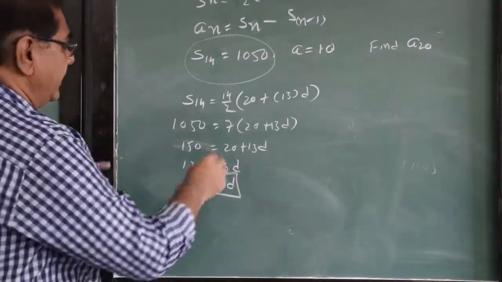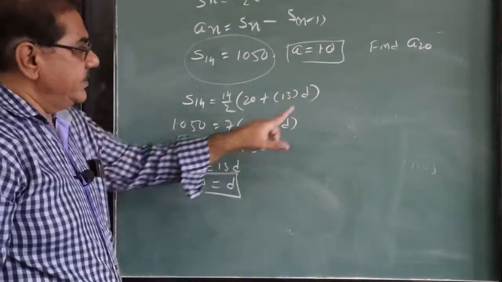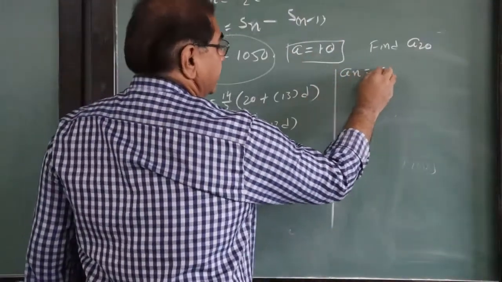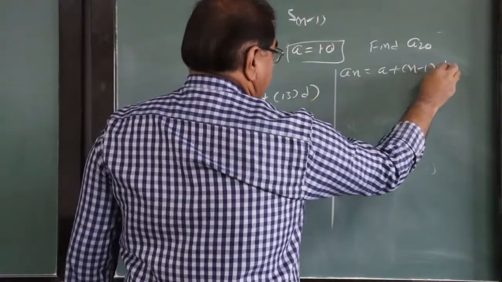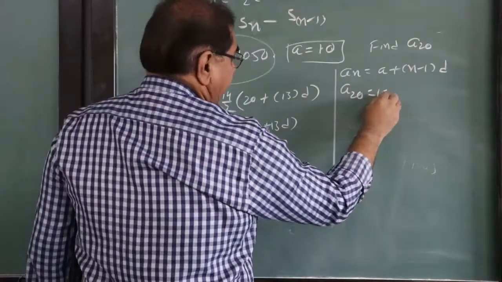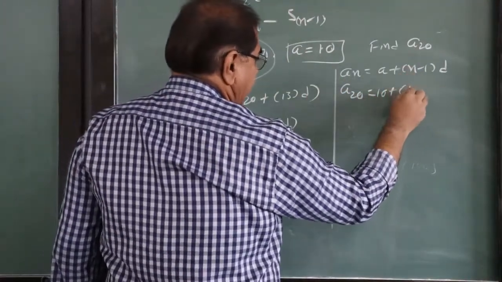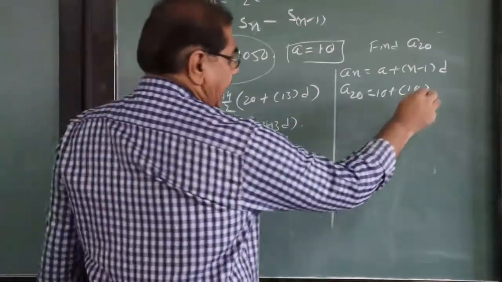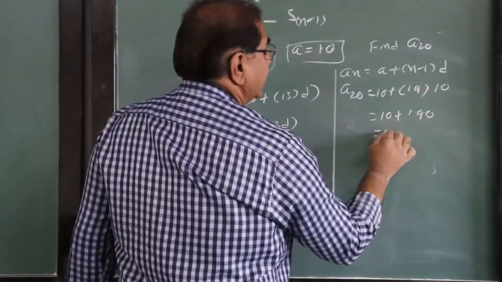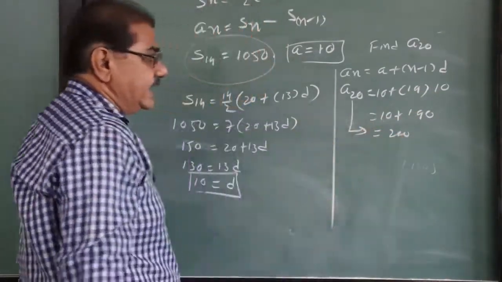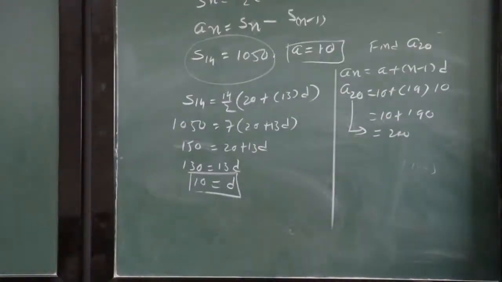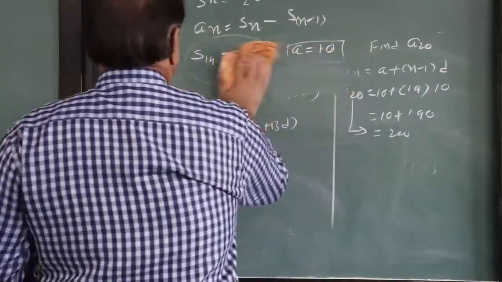So now you have A, you have D, you can find out A20 very easily. Put in the formula: An is equal to A plus n minus 1 into D. I want to find out A20. A is 10 plus 20 minus 1, 19. The difference is 10. So it is 10 plus 19 tens are 190. Total is 200. So A20 is 200. This is how you can solve this question. Okay, now we go for the third one.